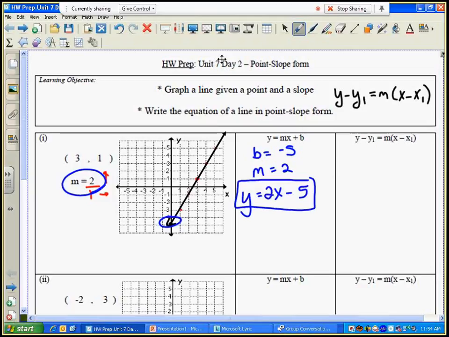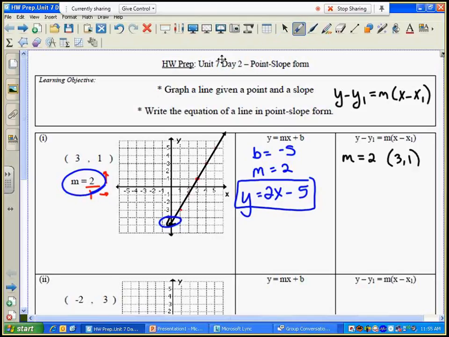Now we could also write this a different way. We could write this in point-slope form. And both the y equals mx plus b and the point-slope form are both correct. However, one may be advantageous over the other. The way that you write point-slope form is you start with the point and the slope that were given to you. They told us that our slope was 2, and they give us the ordered pair 3, 1.